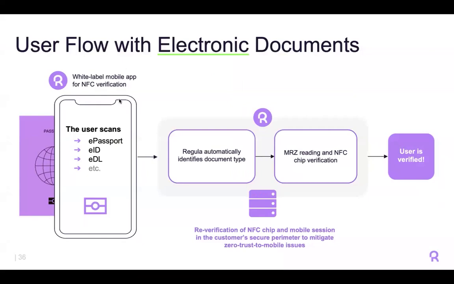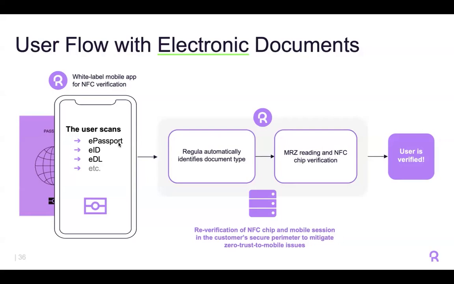Here's how the flow looks with an electronic passport. A user scans an electronic ID with an NFC-enabled smartphone with the help of an app, which can be customized in line with your branding. Then Regula automatically identifies the document type, reads the MRZ, and performs NFC chip verification. In 1 to 2 seconds, the user is verified. In addition, you can verify the NFC chip on your backend. That ensures high security and addresses zero trust mobile issues.